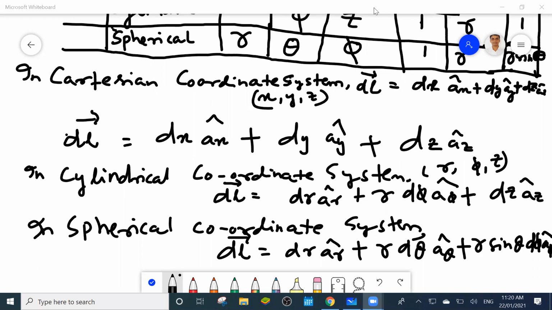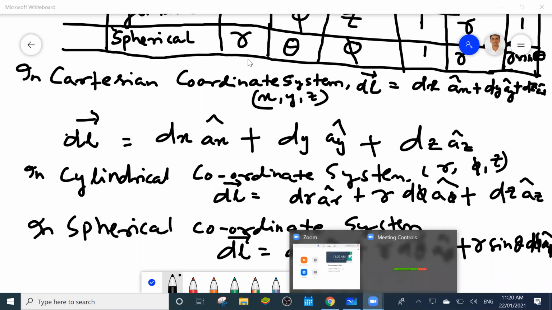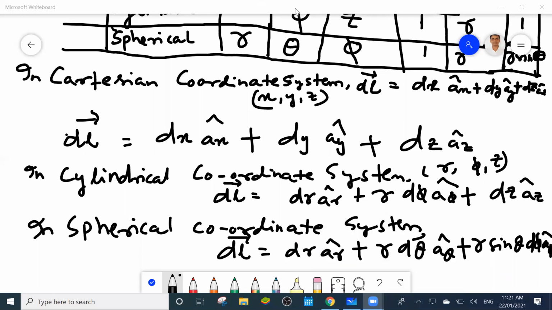Abhishek Tripathi, any doubt? No, sir. It is clear, sir. Anjali Kumari, any doubt? No, sir. Okay, I'll ask another student.